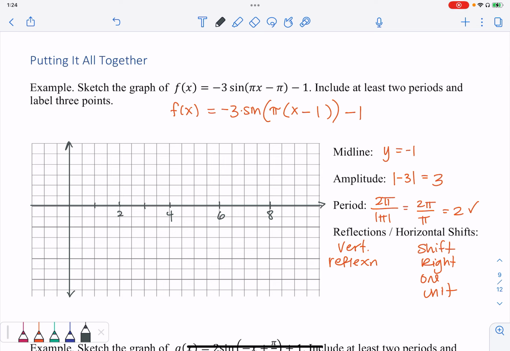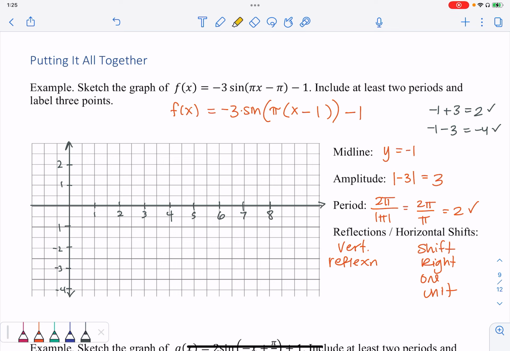And now for drawing, my midline will be at -1. If I want to know how high or low my graph will go, I can do -1 plus 3 is 2, so it's going to have a maximum height of 2. -1 minus 3 is -4, so the minimum will be a -4. So let's see if I can fit that on here. Okay, great. I can fill in my other numbers if I need to. All right, let's draw my graph.